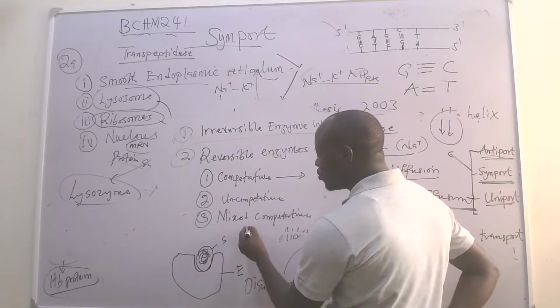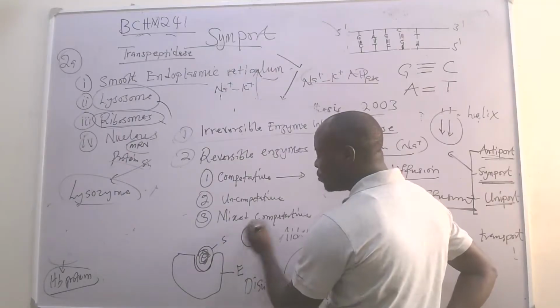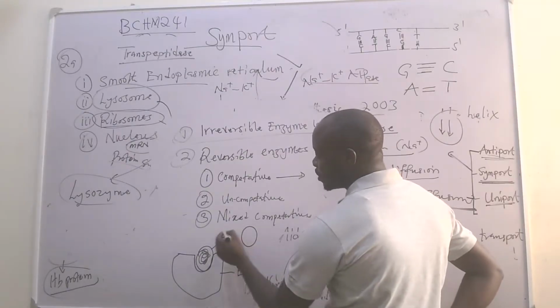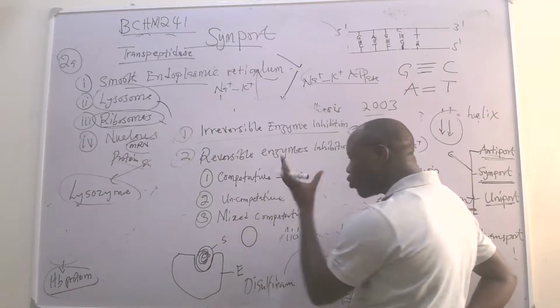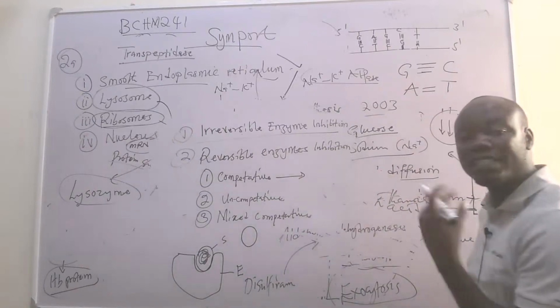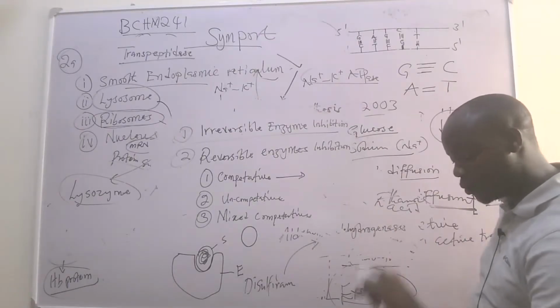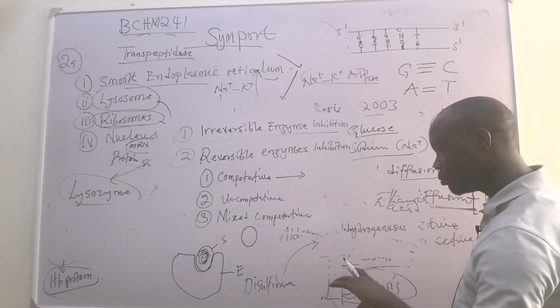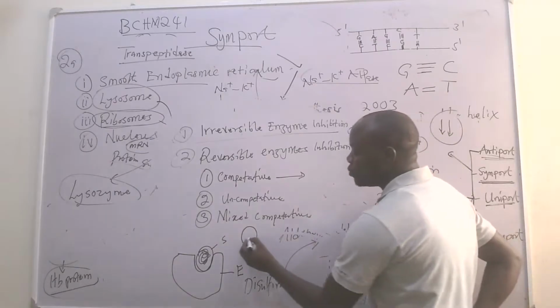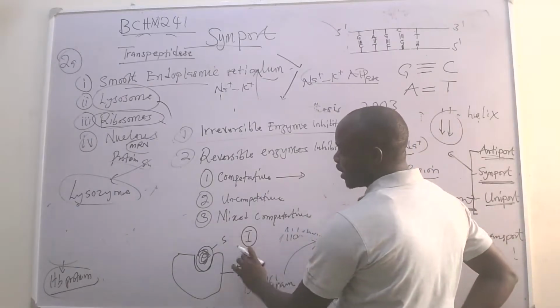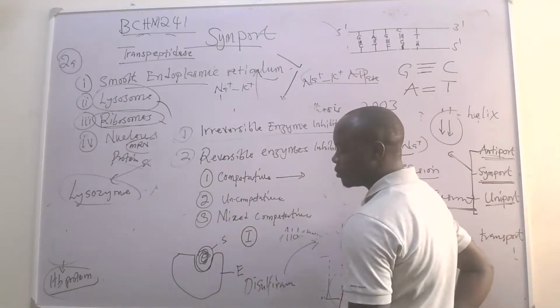So in a situation where the inhibitor and the substrate have the same orientation, the same shape, it means that the inhibitor can, at the same time, bind to the active site of the enzyme.